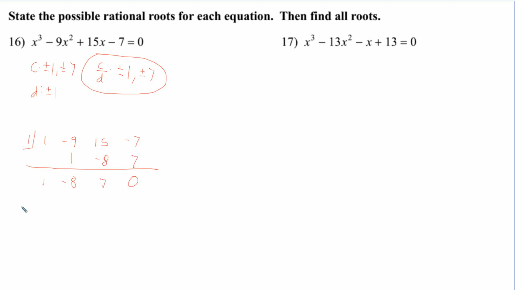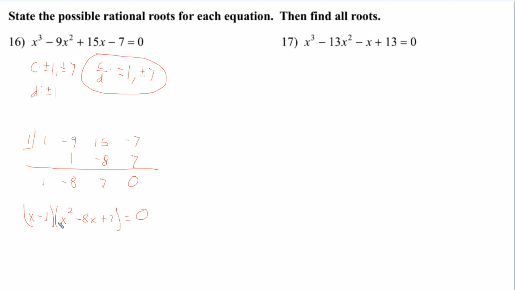So 1 worked, so we actually put x minus 1, and then we put what's left, kind of like what we did before. We were at an x cubed, so we have 1x squared minus 8x plus 7. And now we try to factor this further. Once we have the whole thing factored, we can easily find the roots.